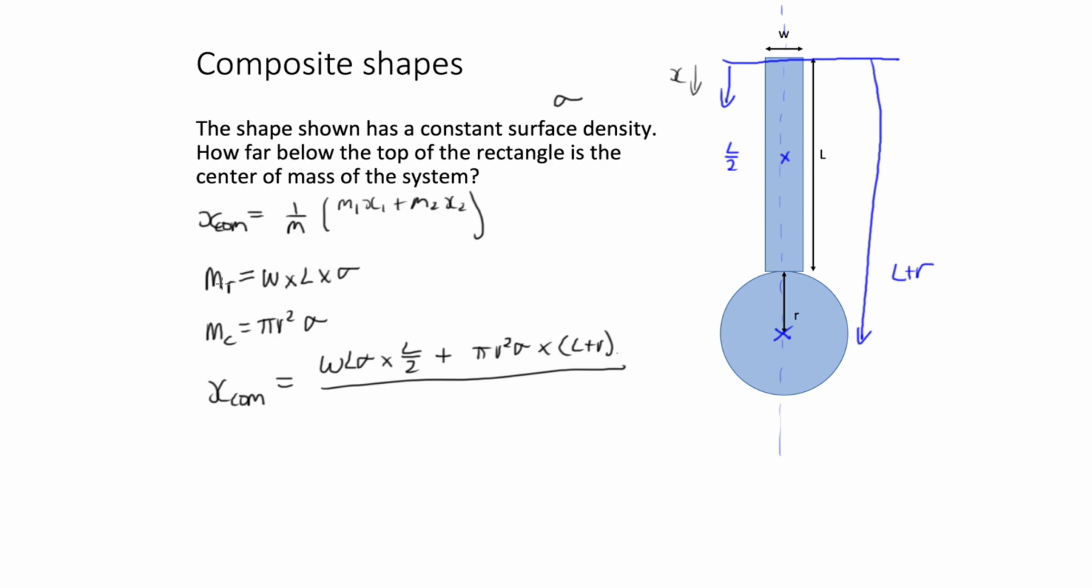So the total mass is the mass of the rectangle plus the mass of the circle. So that's sigma times WL plus pi r squared. So you can see that sigma occurs in every term and so is cancelling out. So we can write this as WL squared on 2 plus pi r squared times L plus R, over WL plus pi r squared. So we've now come up with an expression for the center of mass.